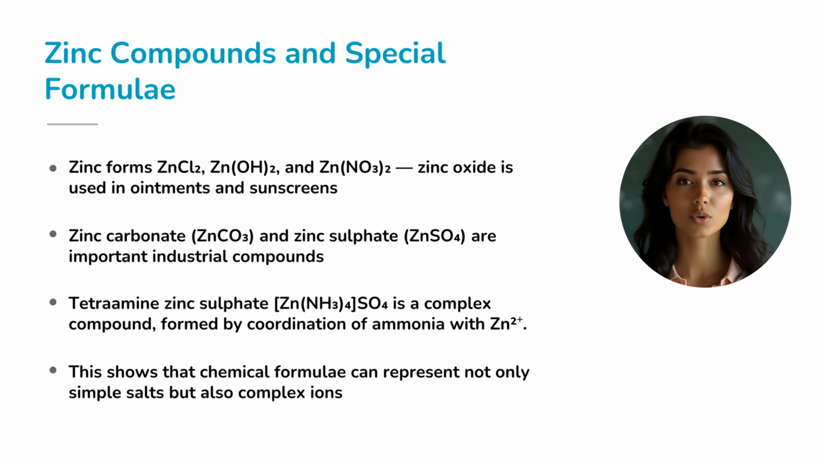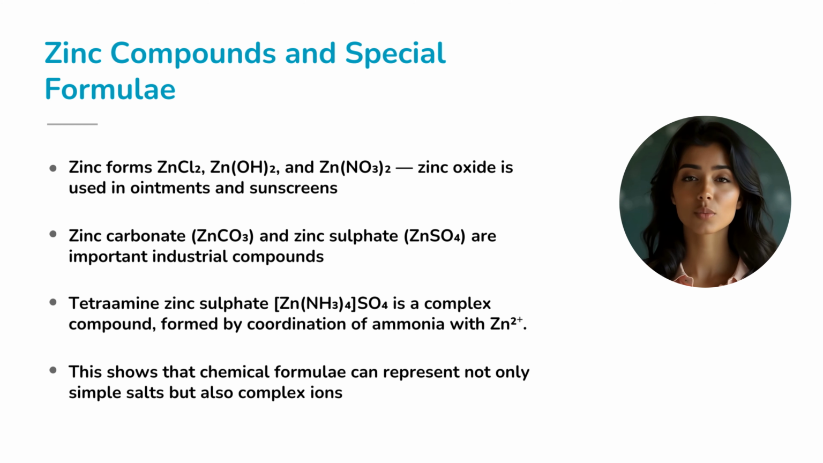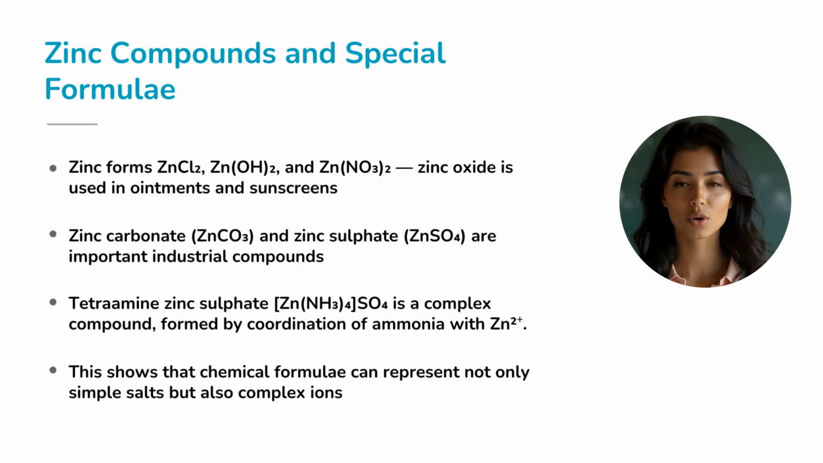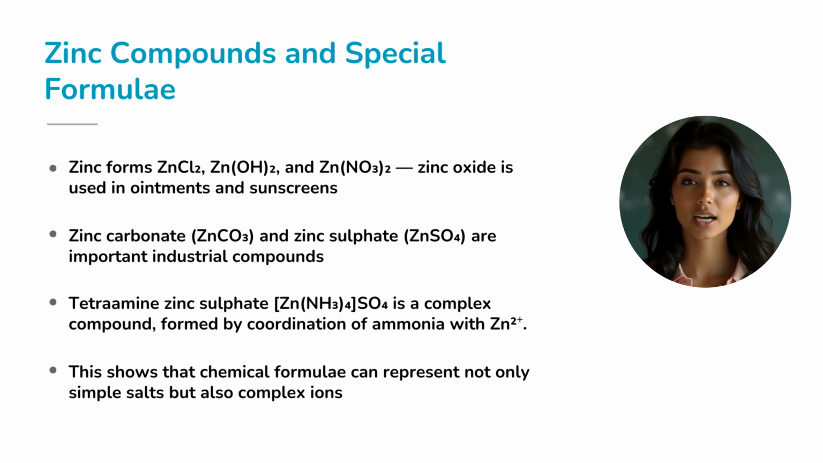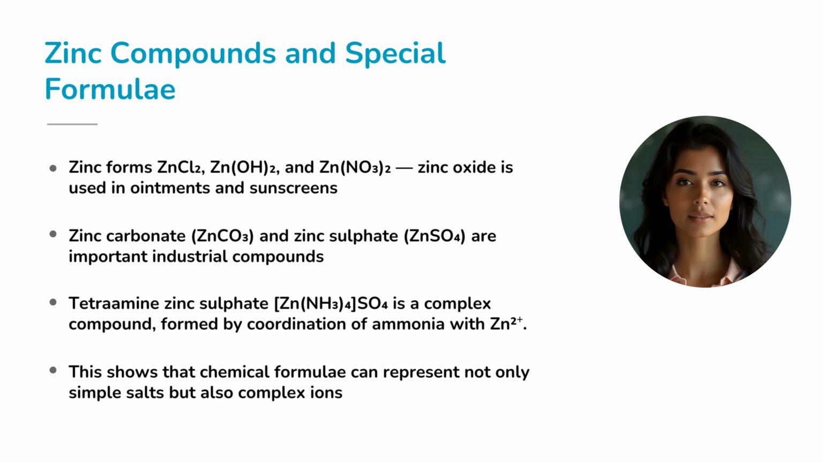And here's a complex one, tetraamminezinc sulfate. It's written as [Zn(NH3)4]SO4. This means one zinc ion surrounded by 4 ammonia molecules forming a complex ion [Zn(NH3)4] with a charge of 2 plus balanced by one sulfate ion SO4 with a charge of 2 minus. This is an example of a coordination compound where bonding is more than just simple ionic or covalent sharing. It involves donation of lone pairs.